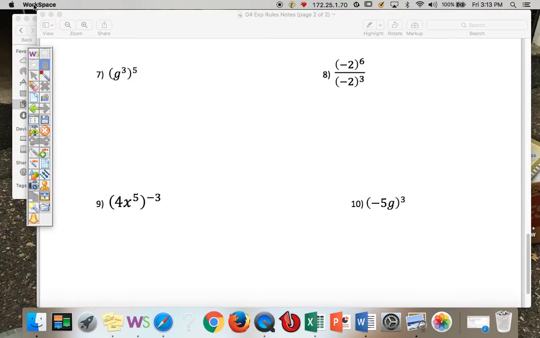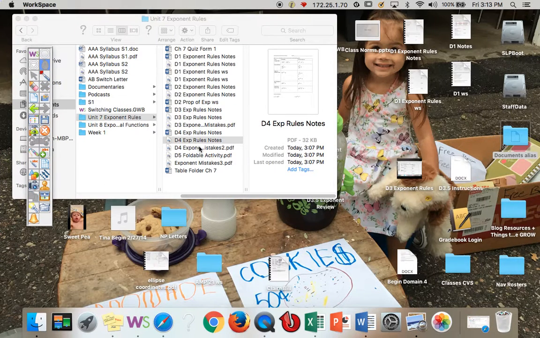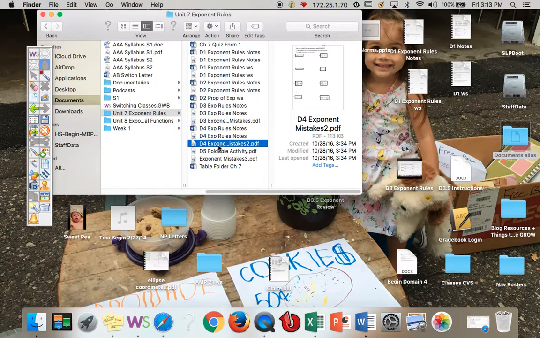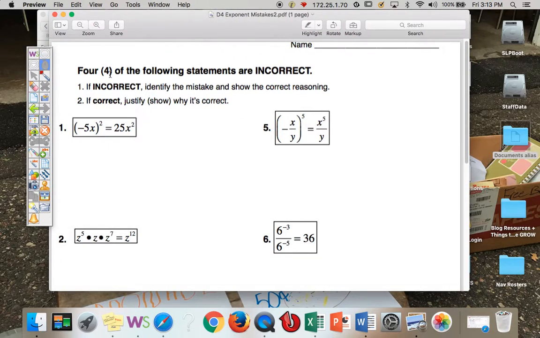So on today's assignment, again, we've added just one more thing, more negatives. But if we look at the assignment, if it would let me click on it here, it says 4 of the following statements are incorrect. If incorrect, identify the mistake and show the correct reasoning. If correct, justify or show why it's correct.